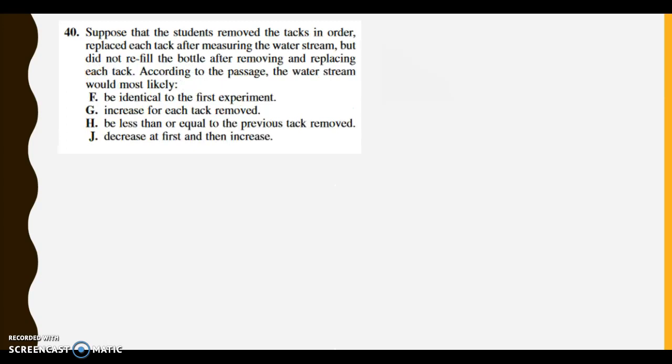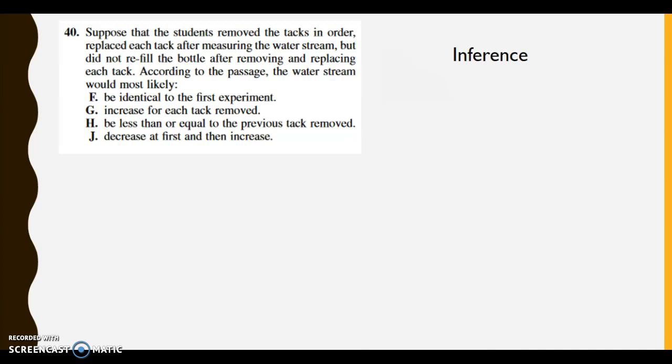Question 40. Suppose that the students removed the tack in order, replaced each tack after measuring the water stream, but did not refill the bottle after removing and replacing each tack. According to the passage, the water stream would most likely be what? This is an inference question. So I want you to think about this question visually.